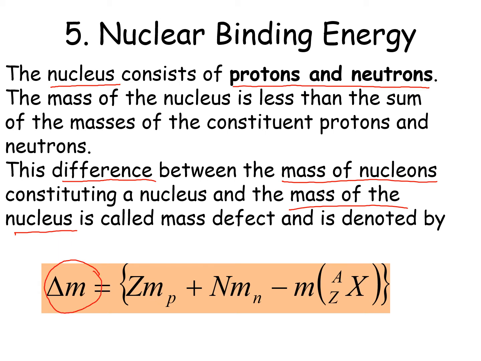So delta M is a very small difference between the mass of the nucleons and the mass of the nucleus. Delta M is equal to number of protons into mass of the protons plus number of neutrons into mass of the neutrons minus mass of the nucleus. This total term, Z into Mp plus N into Mn, is the mass of the nucleons, which is somewhat more than the mass of the nucleus. This small difference is called the mass defect.